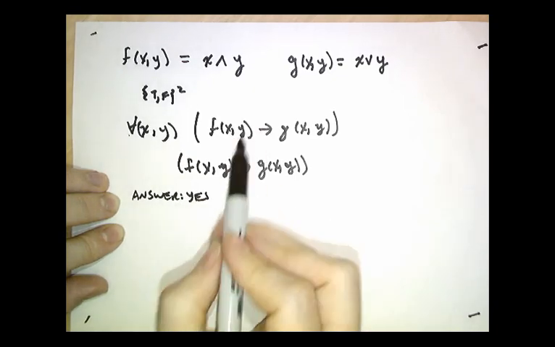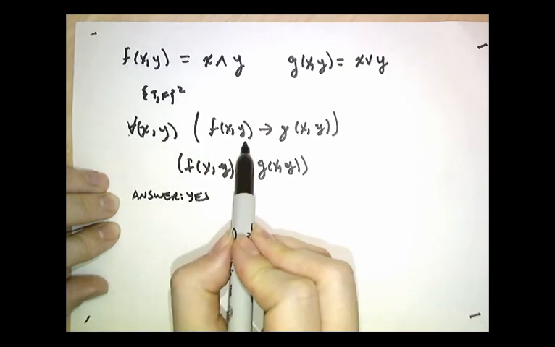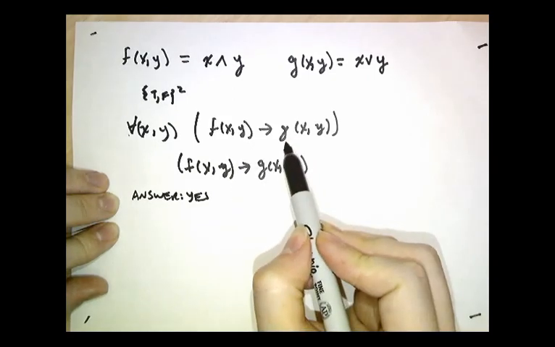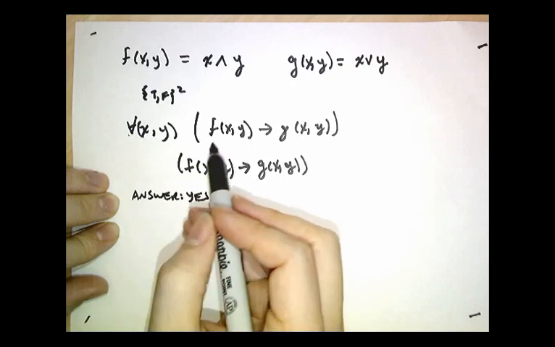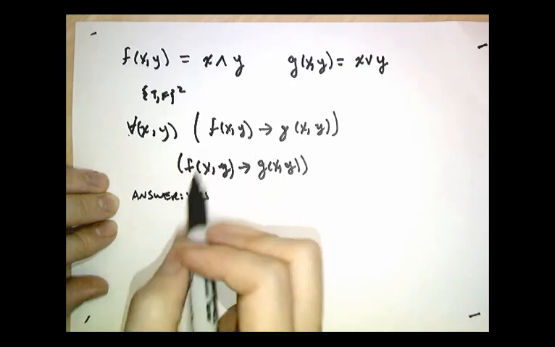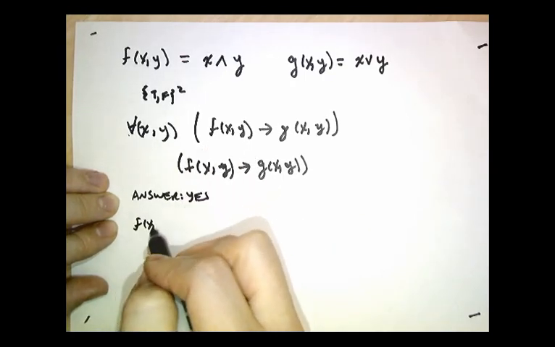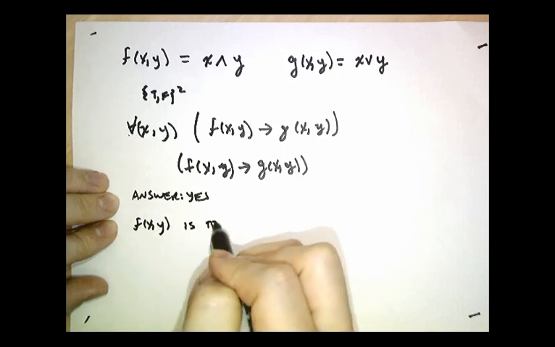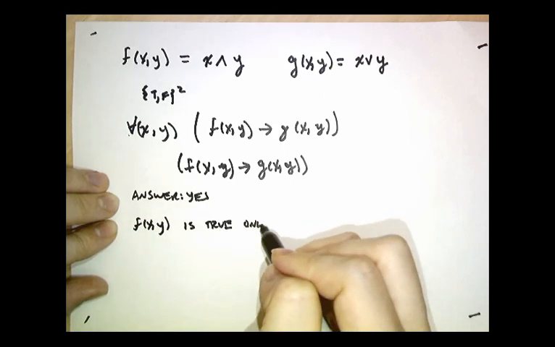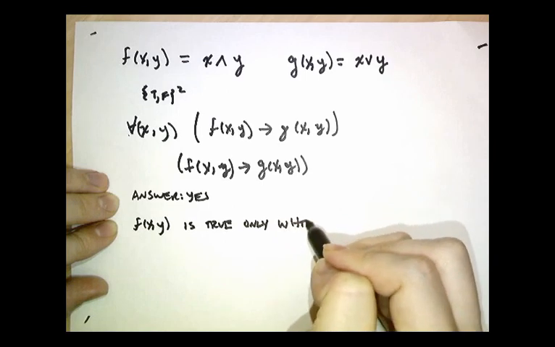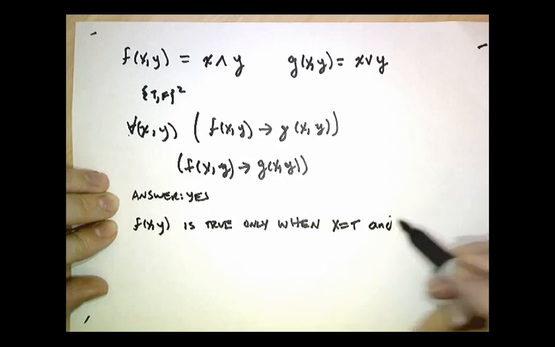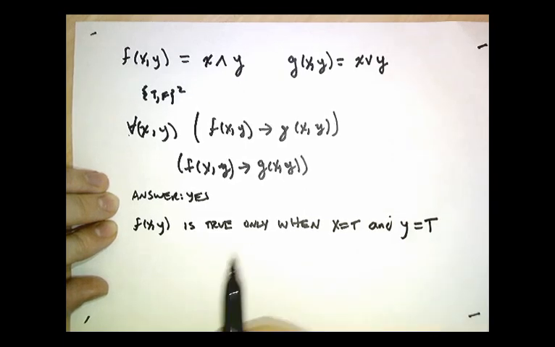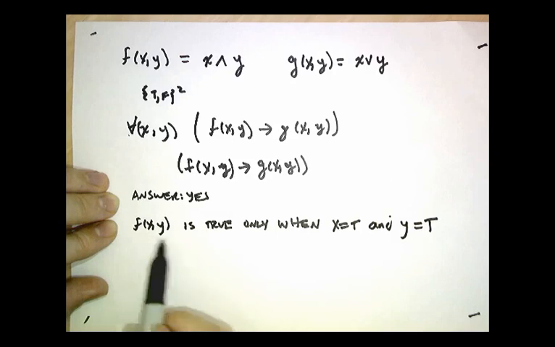How do we see this? Well, we need to show that whenever f(x, y) is true, it implies that g(x, y) is true. So let's look at the cases when f(x, y) is true. There's only one case. f(x, y) is true only when x equals true and y equals true. So if it's true, it means that both x and y are true.